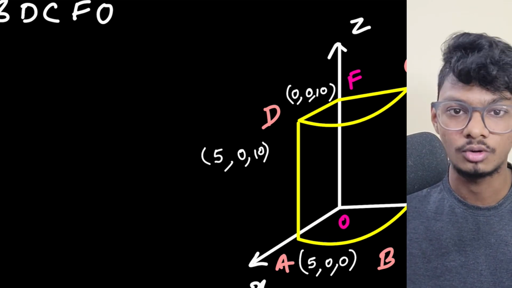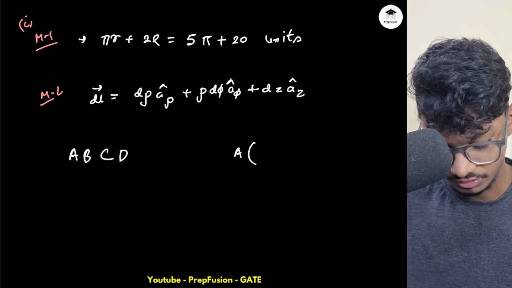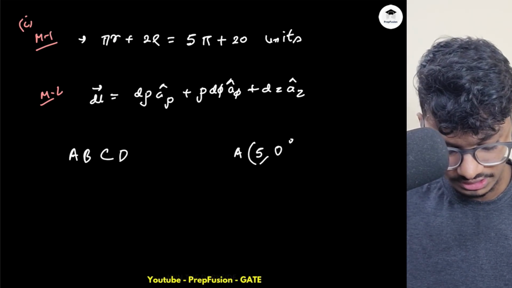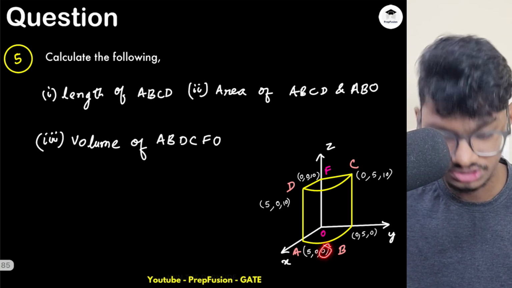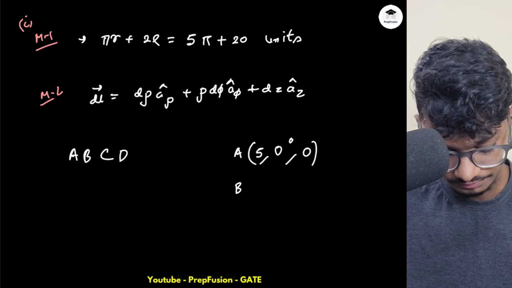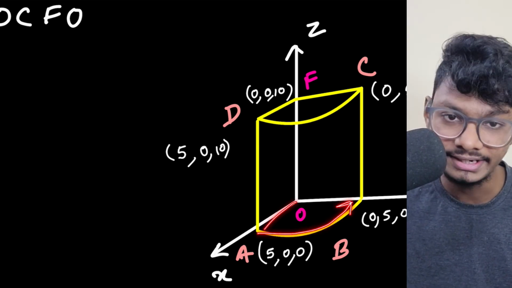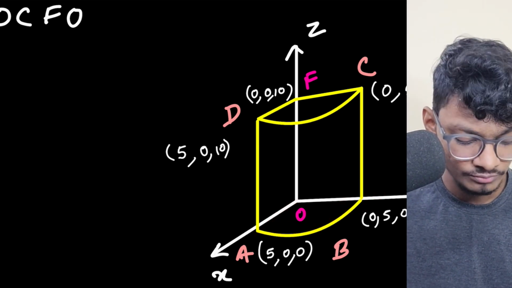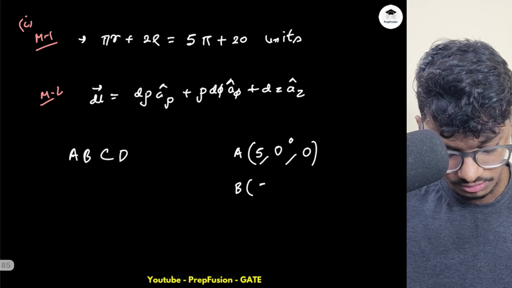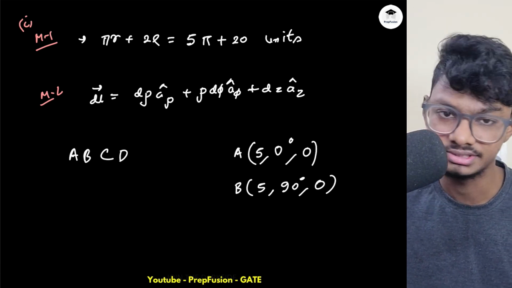So rho is 5 and phi is 0 degrees. And the z value will be the same, which is 0 here. So A is (5, 0, 0). What about the B point? I have to rotate a whole 90 degrees to reach B, but rho is still the same, the distance from the origin is still 5. So B is 5, 90 degrees, and z is still 0.